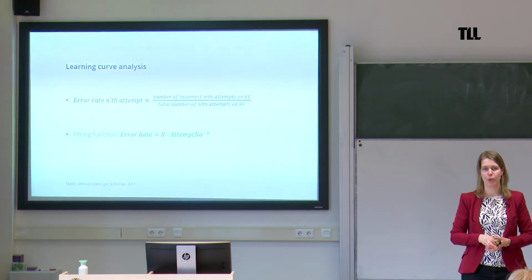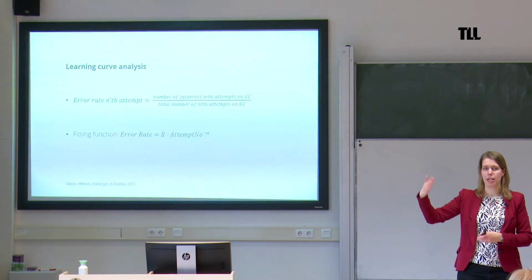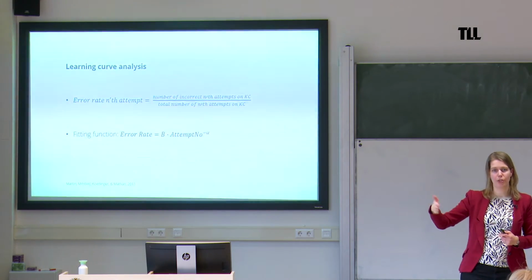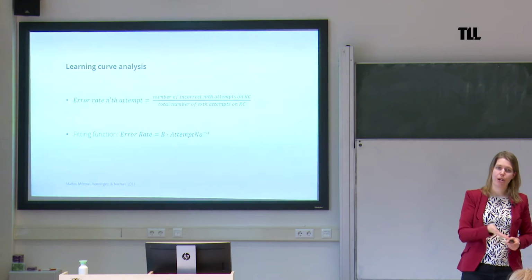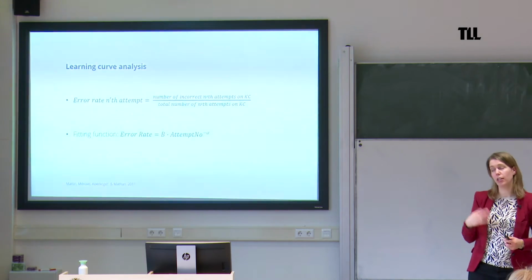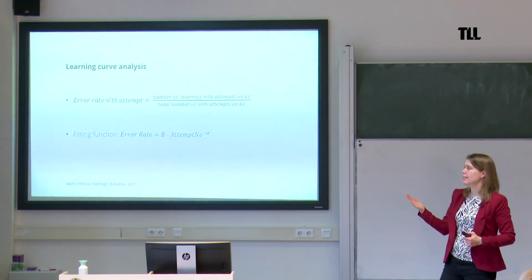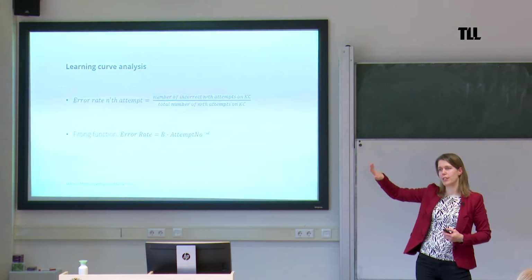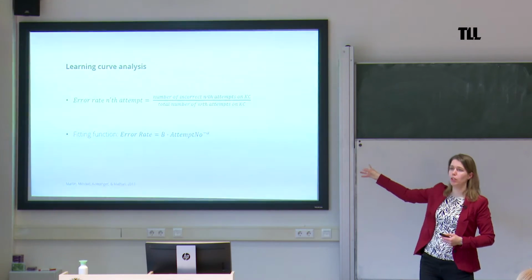And the idea behind calculating error rates is that for each knowledge component they should be decreasing over time. So when the student first encounters a knowledge component, they often make many mistakes, and then over time, once they've seen a knowledge component more often, they make fewer errors. And the assumption behind this analysis that we're doing, learning curve analysis, is that learning follows a power law, so that this decrease follows this power function.